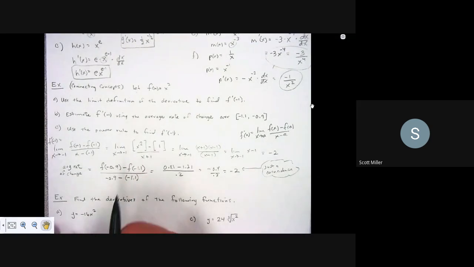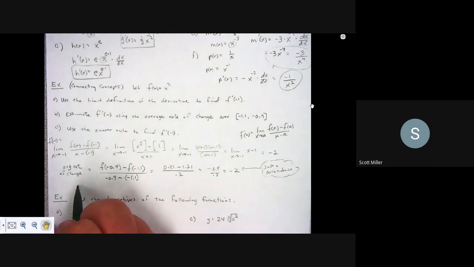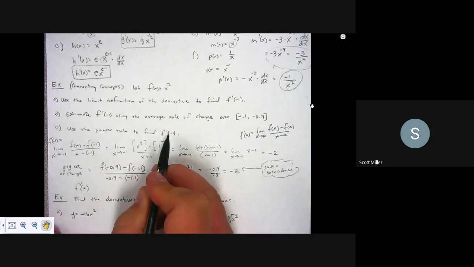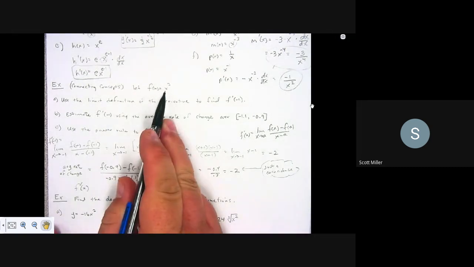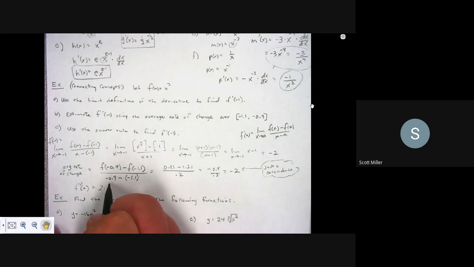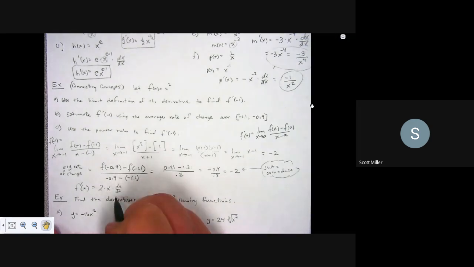And the last one is to use the power rule to find this value. So here's how we would do that. The first thing you can do is find the derivative of this function with respect to x. So f prime of x is equal to 2 times x, lower the power by 1, so 2 minus 1 is 1, times dx dx, which is going to become a 1. So you literally just get 2x.